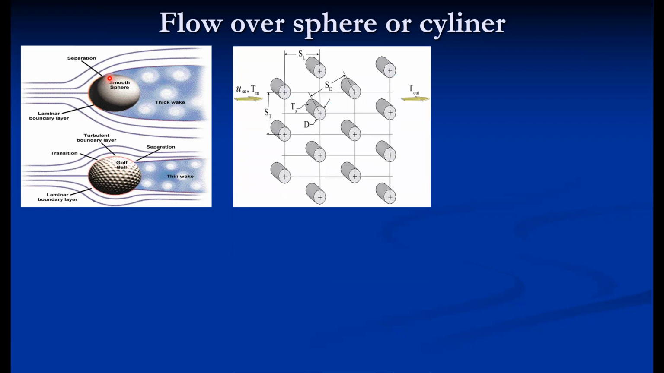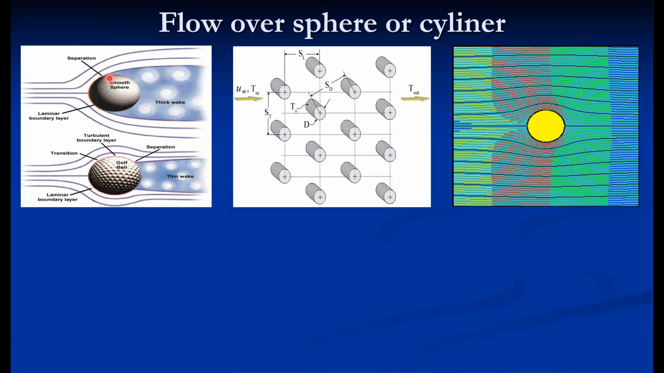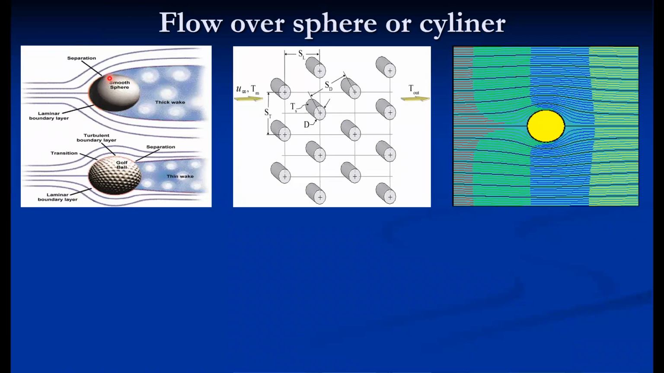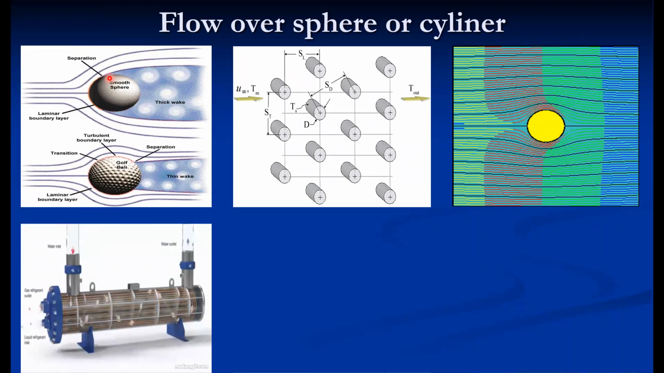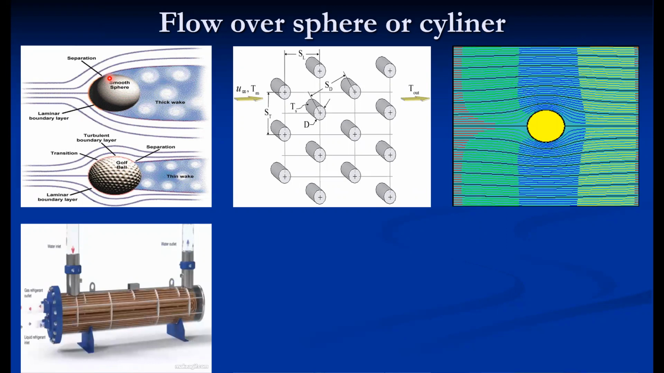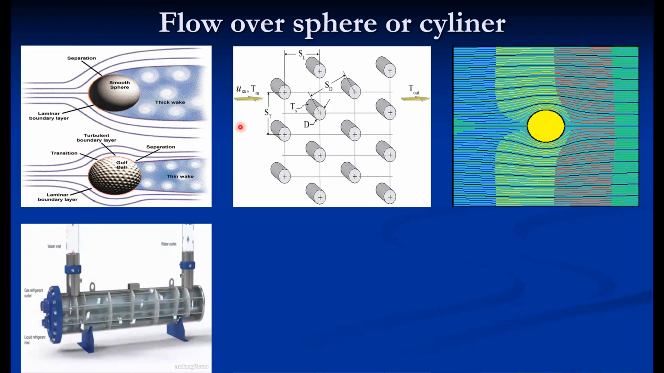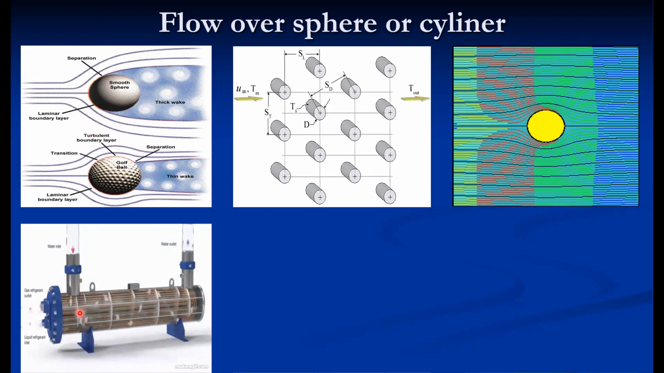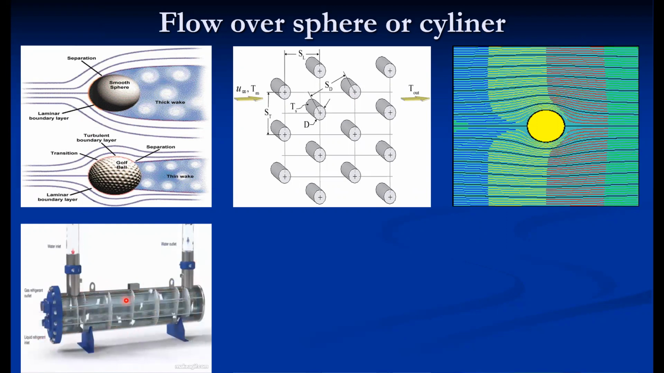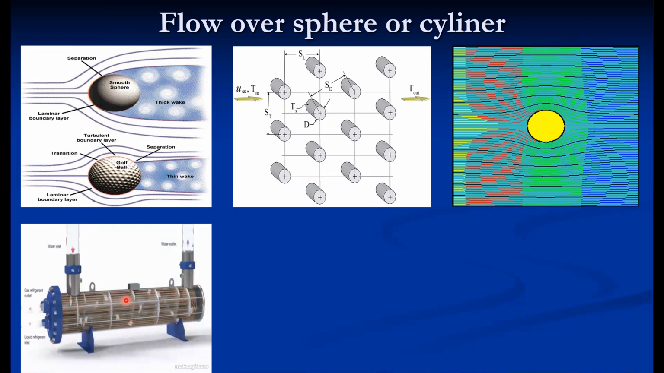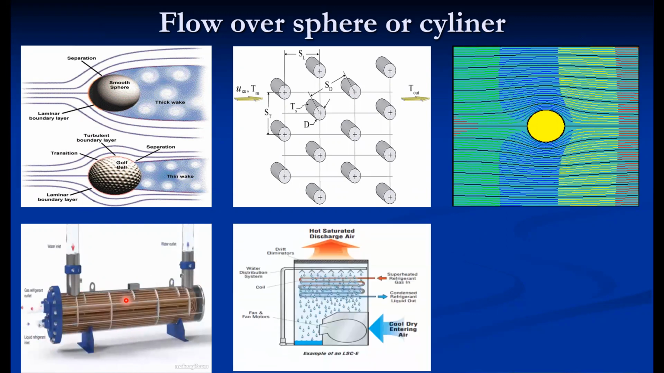Then the flow over a bundle of tubes, which you will come across in many heat exchangers. This is a CFD analysis of flow over a bundle of tubes or sphere. Then this is a shell and tube heat exchanger, where the bundle of tubes appears and the flow takes place over it in a zigzag manner. These are practical examples where flow over a non-flat surface takes place.